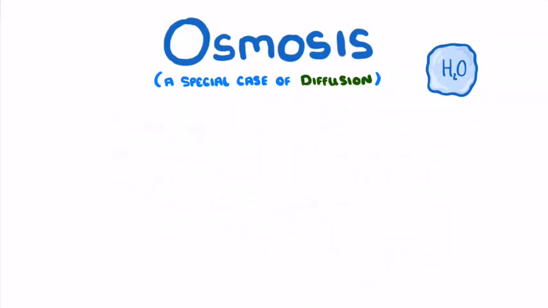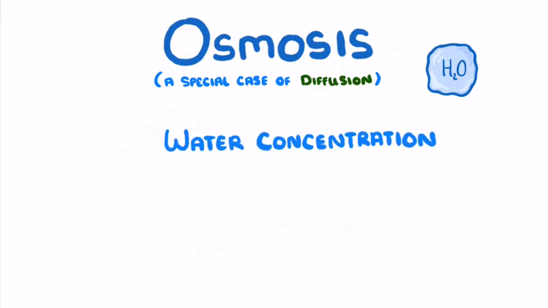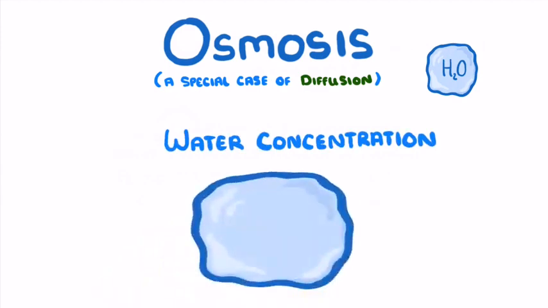To clear up any confusion, when we say water concentration, all we really mean is the amount of water as compared to the other molecules, such as sugars or salts, that are dissolved in that water. We call these dissolved molecules solutes.